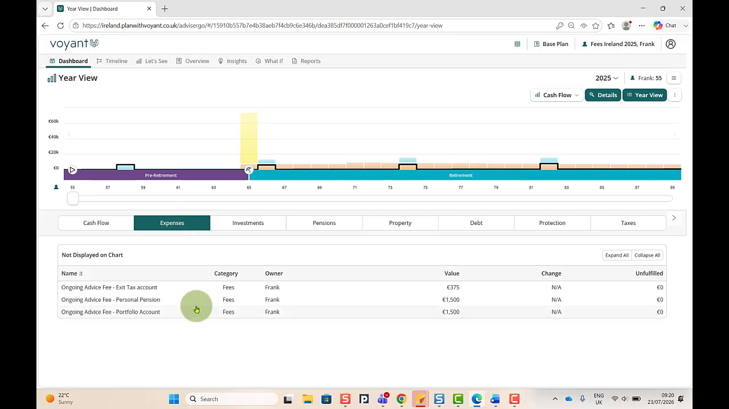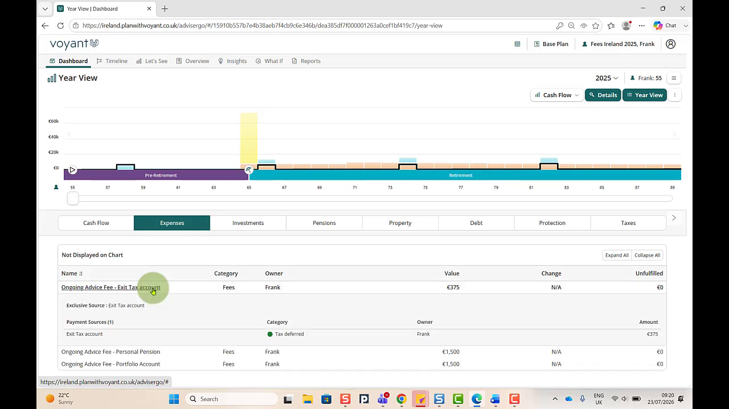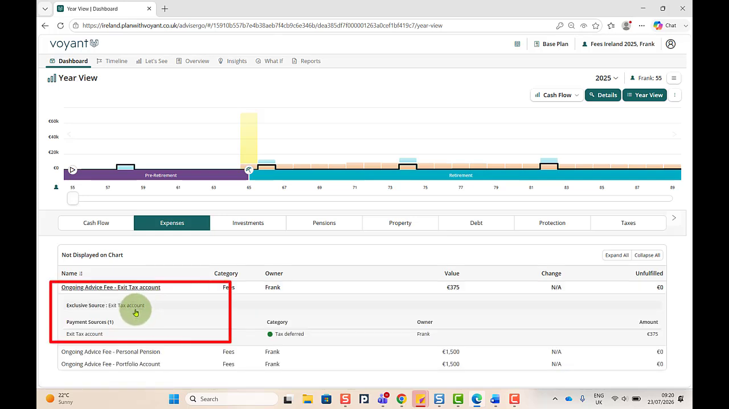To separate fees from the usual annual expenses and goals, the fees show as not displayed on the chart. The software will only ever use the related investment to pay for the fee. So you can click on the ongoing advice fee for the exit tax to expand it, and you can see the source is the exit tax account.